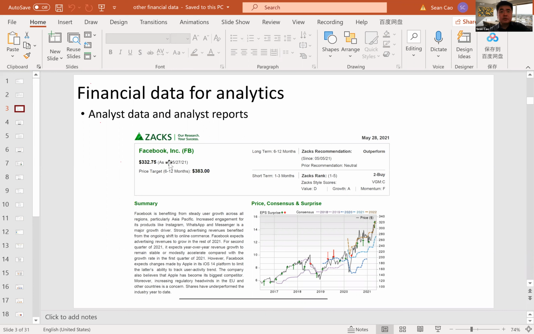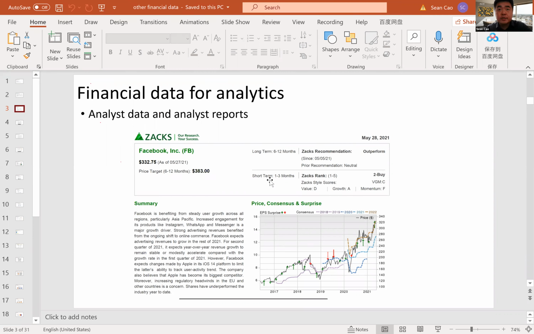So they predict the target price is 383, though the current price is 332. So definitely it's a buy, right? This is a buy decision, right? And you can see this is to buy. So basically, Zacks says this is outperform, this is a buy. So this is a summary of the information the Zacks analyst provides about Facebook.